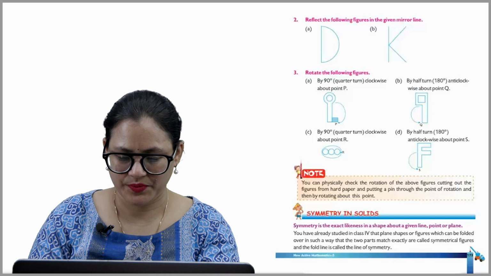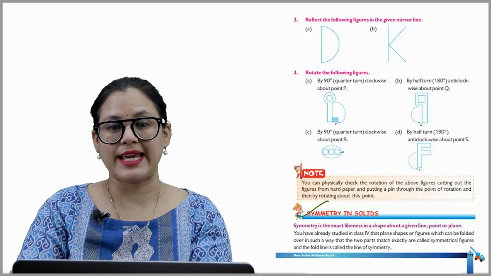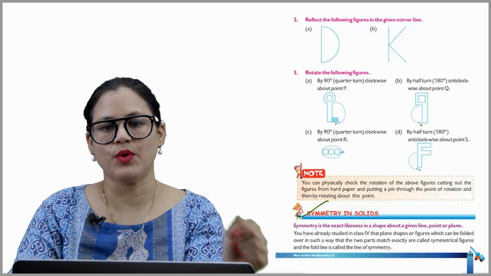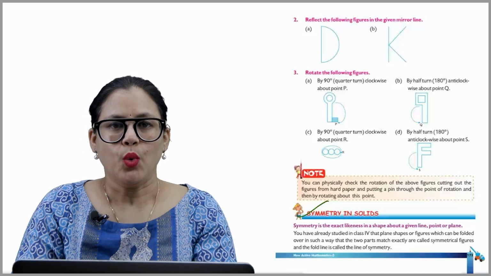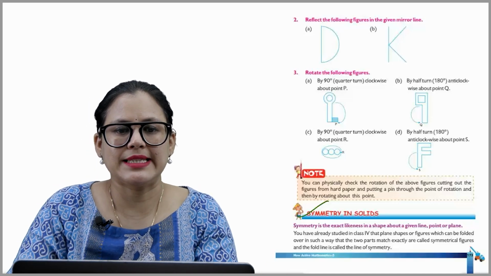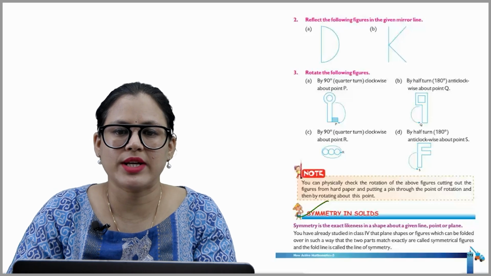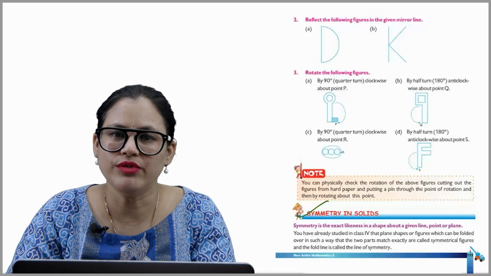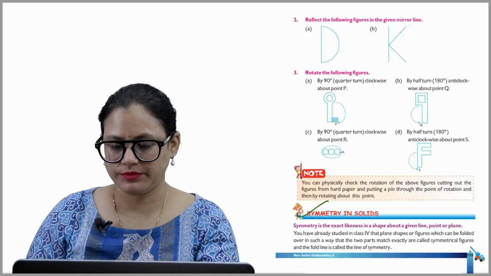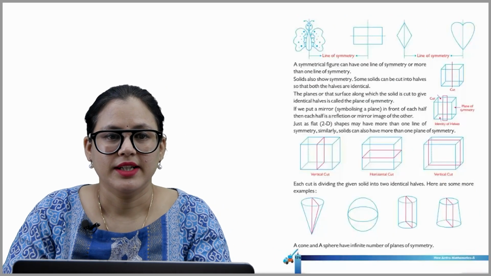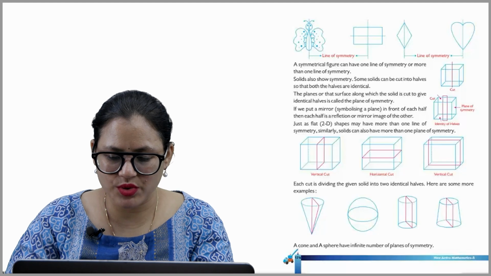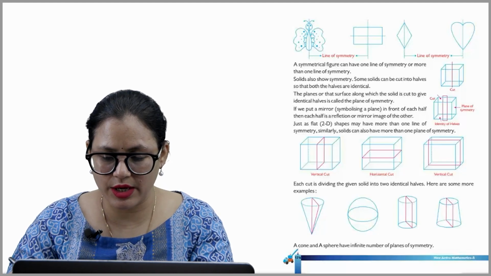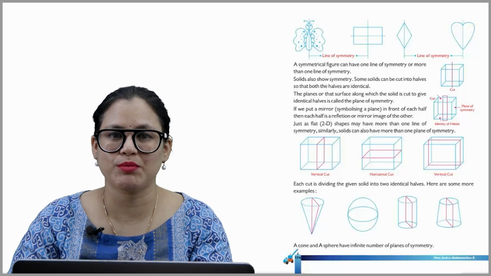Symmetry in solids. Symmetry is the exact likeness in a shape about a given line, point or plane. You have already studied in class 4 that plane shapes or figures which can be folded over in such a way that the two parts match exactly are called symmetrical figures, and the fold line is called the line of symmetry. Okay, see, this is the line of symmetry. In this rectangle, these are the lines of symmetry. This is the line of symmetry in this case, and this is the line of symmetry.